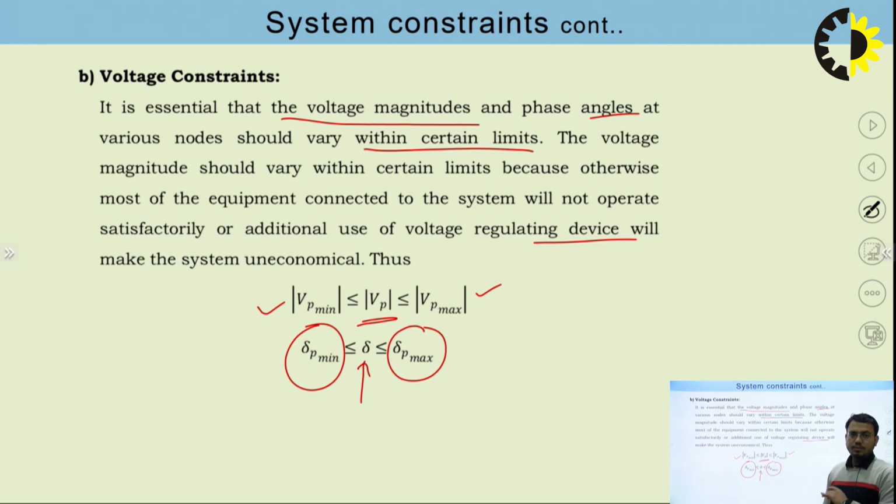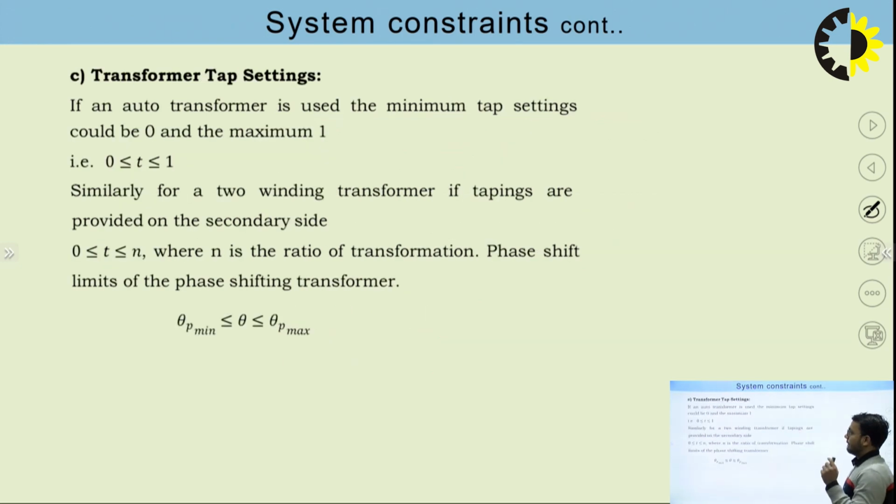Okay, so these are basically the limits of the operation for voltage and phase. The third one is transformer tap setting. So what is a transformer? We all know what a transformer is, and there are several types of transformer used in the power system: one is the auto transformer and another is the two winding transformer.